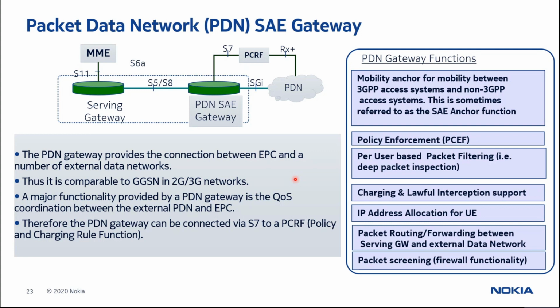So QoS is a very important aspect of the core network, and PCRF is responsible for designing those quality of service requirements, and the PDN gateway is more or less like an implementer. Okay, so PCRF is like a manager, and you can visualize the PDN gateway as an implementer or an enforcing function. So policy enforcement is done by the PDN gateway, and these policies are designed in PCRF.